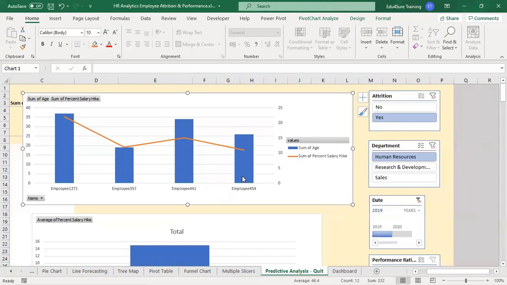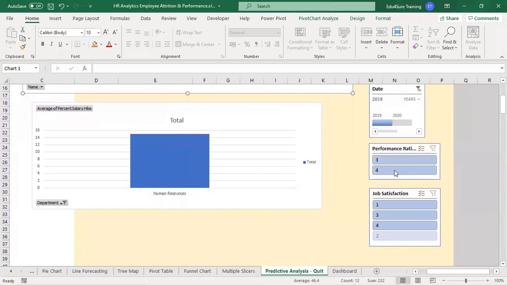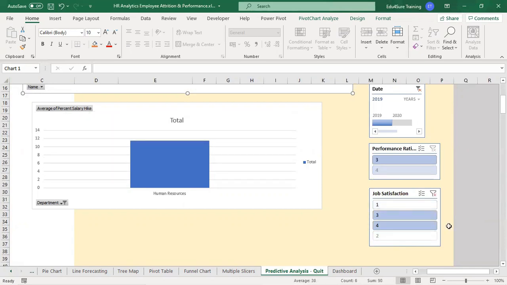In the HR department, there are 4 employees who left the organization in 2019, right? Okay. So their performance rating was either 3 or 4. Both are good, so we would be selecting both. With respect to job satisfaction, we would only be studying the people who had a job satisfaction of 3 or 4, right? So with the control key, I have made 2 selections.